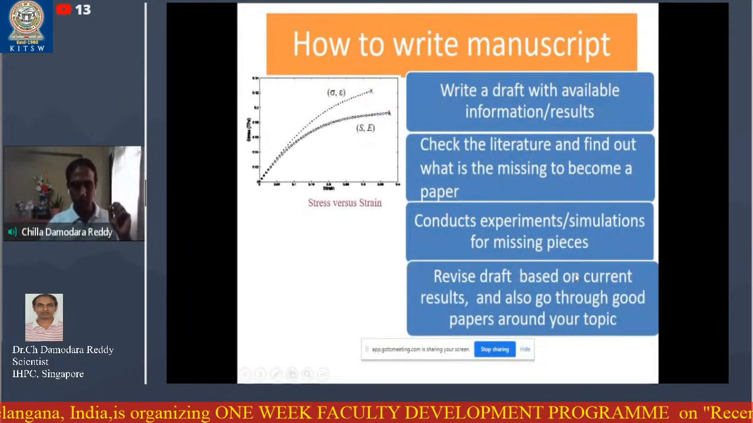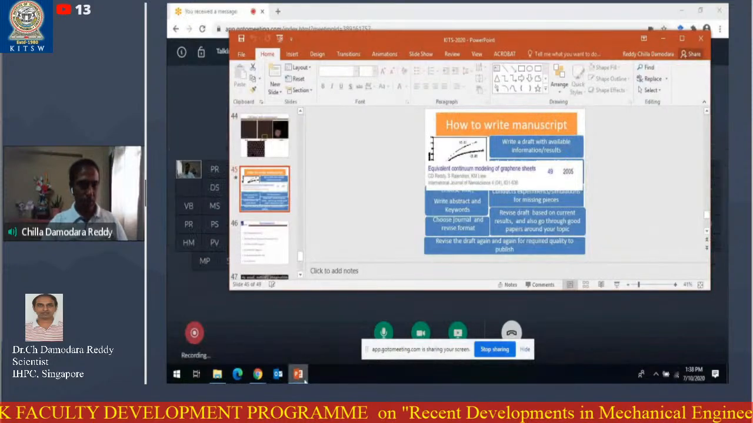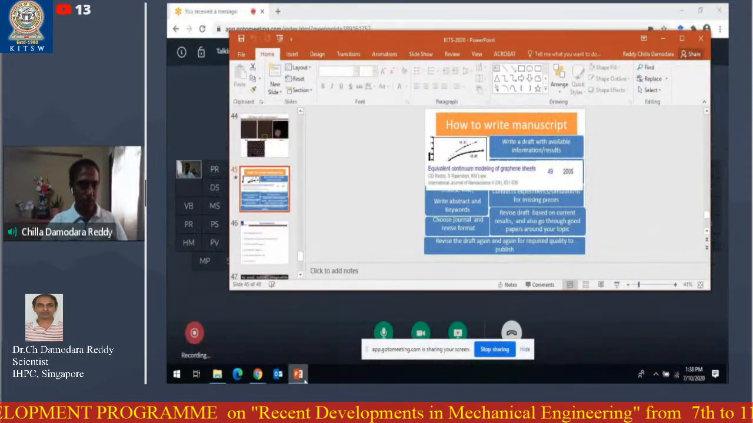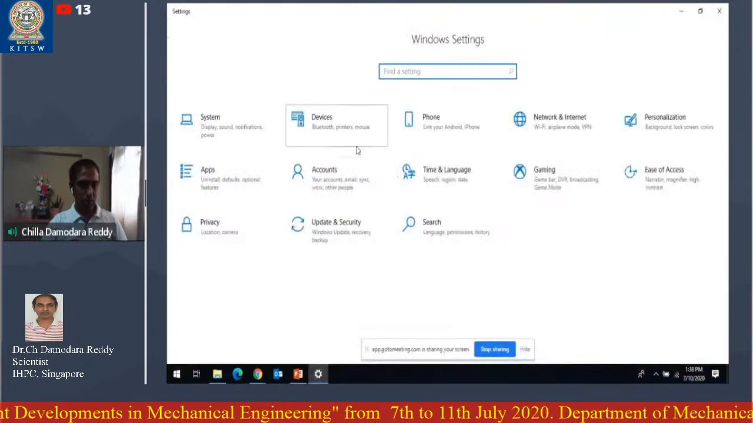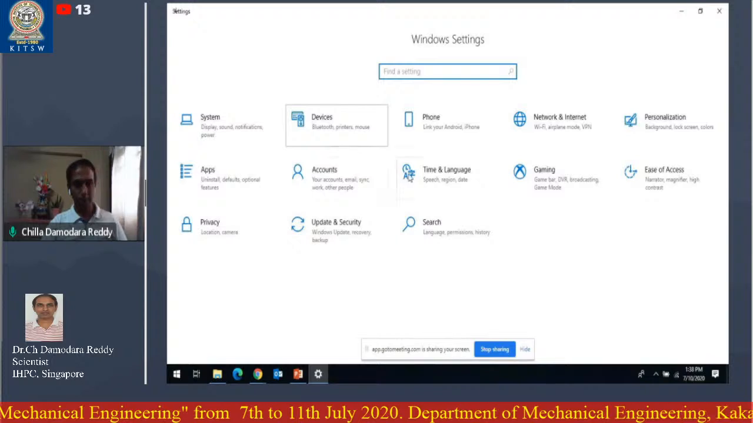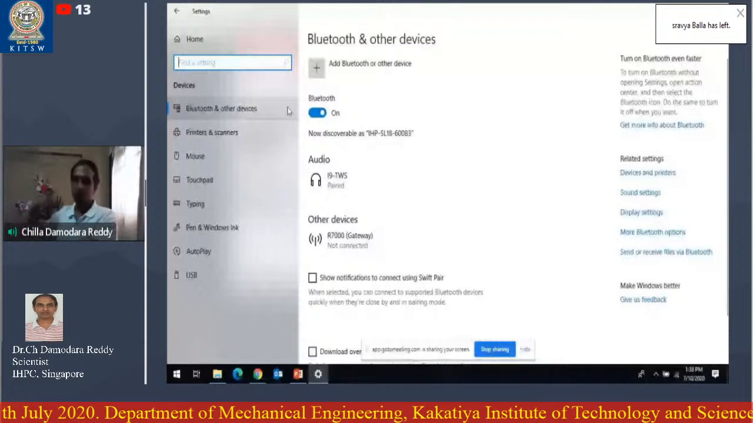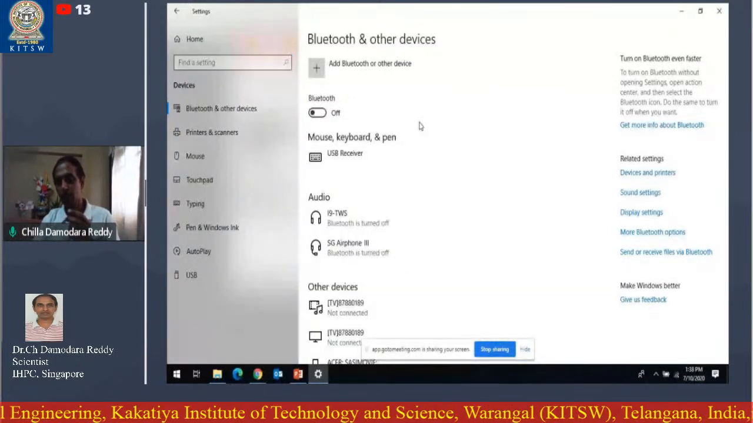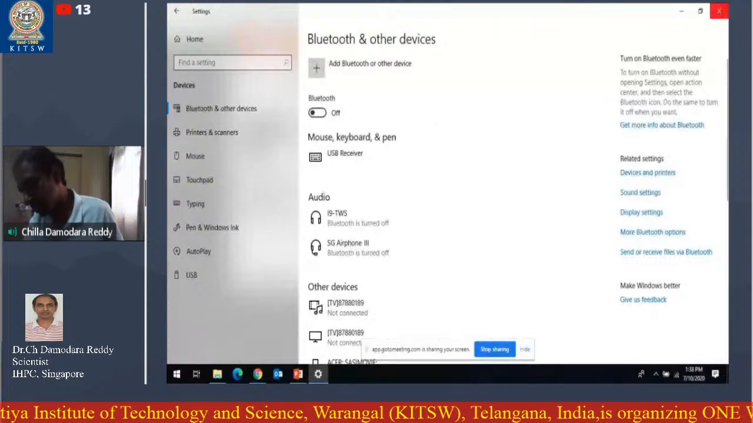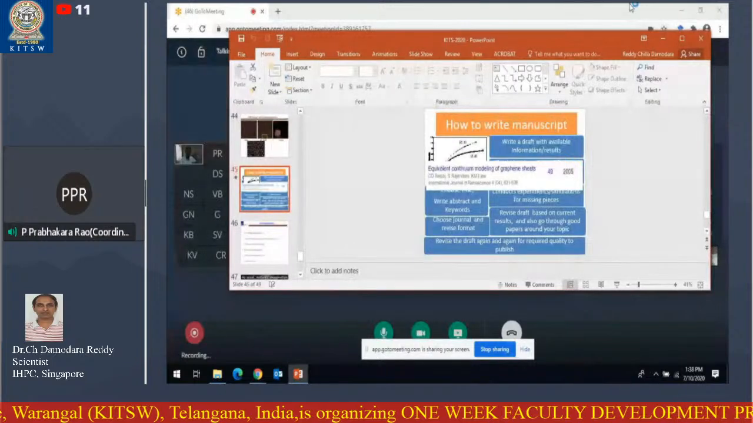I think my microphone has some kind of problem. Sorry for the disturbance. I just want to remove this microphone. Yeah, are you able to hear now? Yes, Ramu, it's clear.